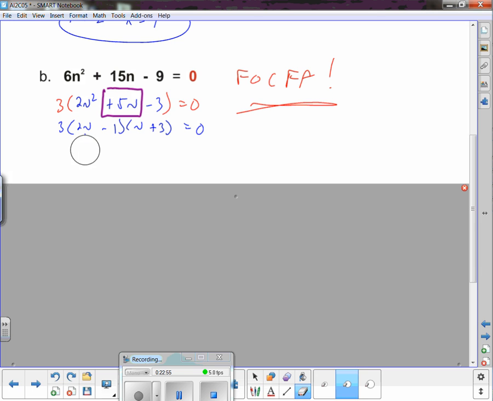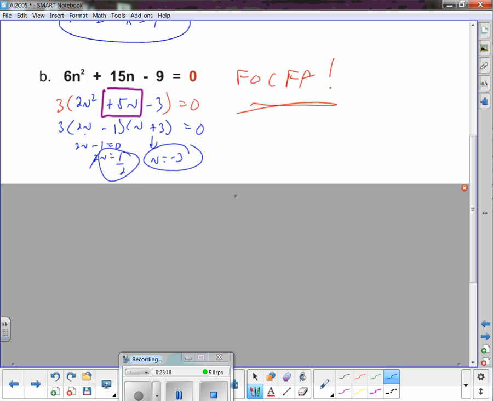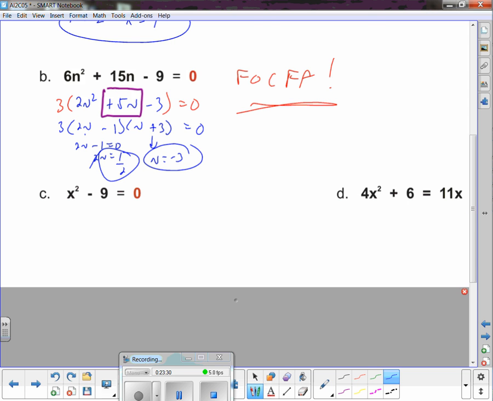Now let's finish it off. Can a 3 be a 0? No, a 3 is a 3. A 2n minus 1 can be a 0. And again, add a positive 1 to both sides, divide by 2. So hopefully you got 1/2 as one possibility. And from the other, when you solve that little equation, you got n equals negative 3 as the other possibility. So a half and negative 3. How many got that one correct? Okay. And again, save yourself the hassle. Make sure you look to factor out common factors first. Factor out common factors first.